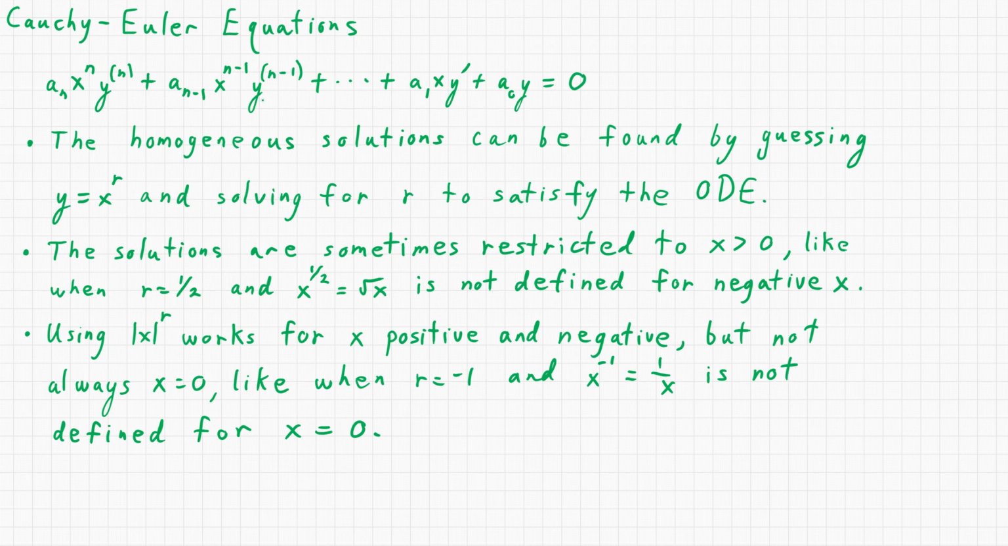n minus 1th derivative, plus dot dot dot, all the ones in between, plus here we go to a subscript 1 times x to the 1 power times the first derivative of y, plus here it's x to the 0, so that's why I don't have the x there, but it's a subscript 0 times y, 0th derivative, equals 0.